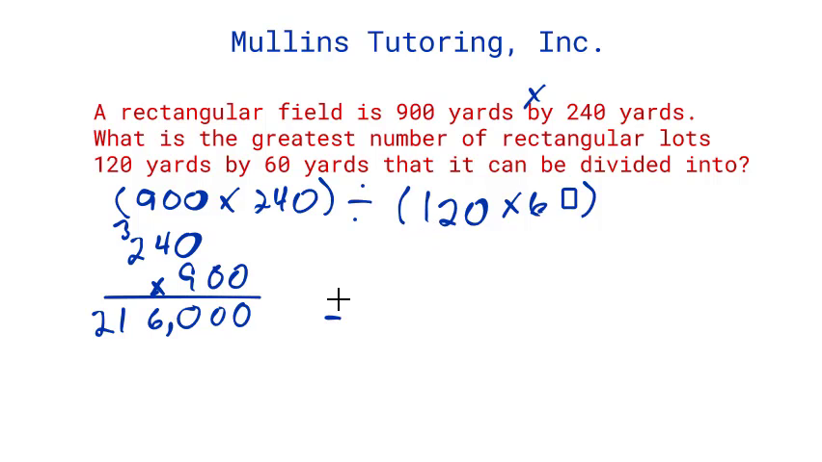Now the next thing I want to do is multiply. We're going to be dividing that. 120 times 60, and I'm going to do the same exact format. 0 times 120 is 0, 6 times 0 is 0, 6 times 2 is 12, and 1 over, and 6 times 1 is 6, plus 1 is 7. So now I'm going to divide 216,000 divided by 7,200.